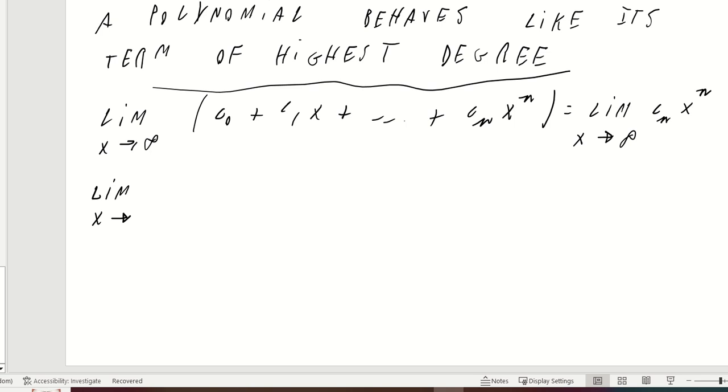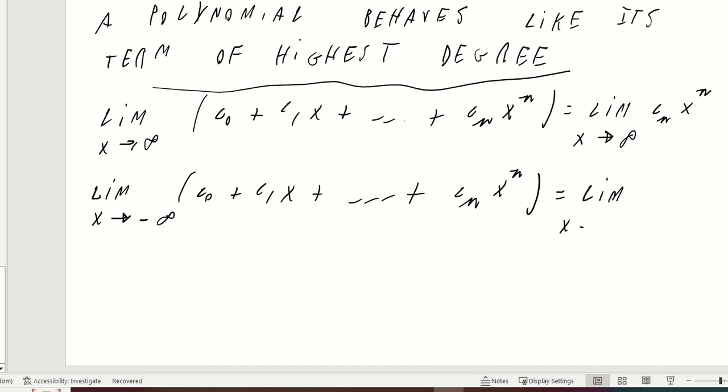And this works out similarly when we're going to negative infinity. Again, we have a generalized polynomial, c1 x plus and so on, plus cn x to the n. It is exactly the same, except we're dealing with negative infinity. So x is tending to negative infinity, and we just take the term involving the highest power of x, which is cn x to the n.